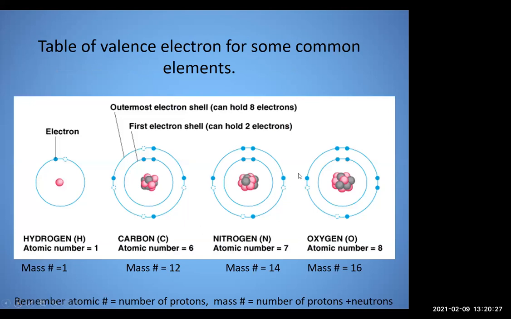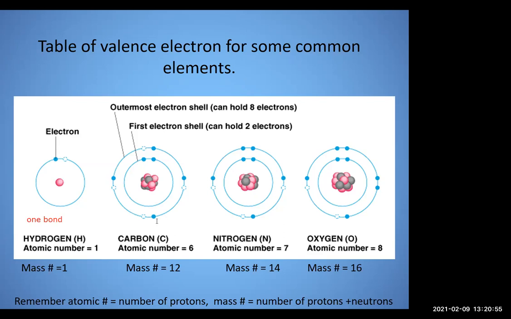Okay, so here's a table of valence electrons for some of the common elements, and these are the ones we're concerned with, right? Hydrogen, carbon, nitrogen, and oxygen. So hydrogen, again, it just has that 1 outer electron, so it wants 1 more, so it's going to want to make 1 bond. So hydrogen is looking to make 1 bond. So it can share that extra electron.